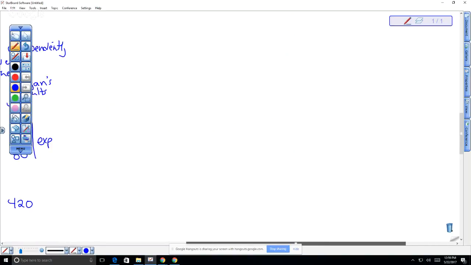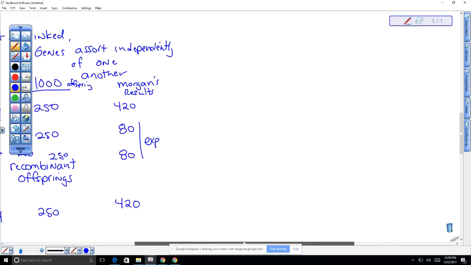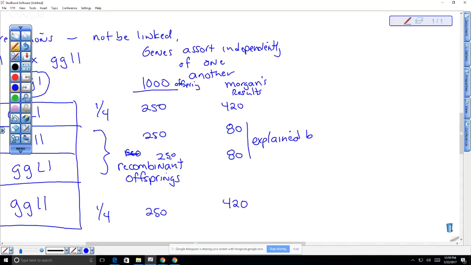Explained by crossing over. So remember, crossing over is the exchange of genetic material between chromosomes. Okay? So that's happening during meiosis, prophase 1 of meiosis 1.